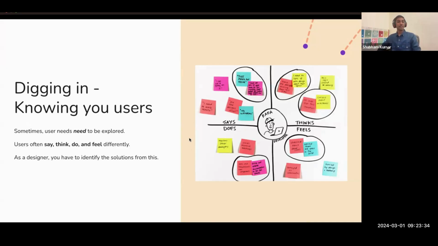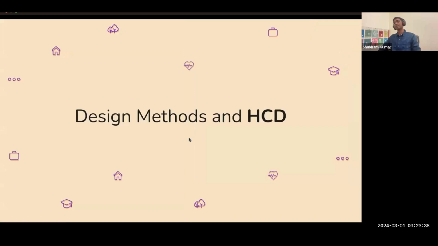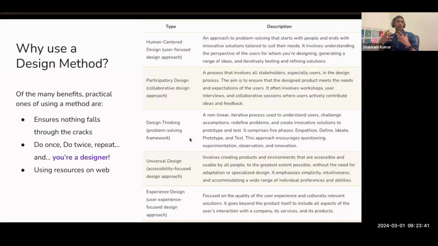All right, so let's move into design methods in HCD. Over here, now we do understand that there is a certain approach that is required in design. If there is less effort put early on, then it could lead to incorrect design. And so there is merit in having a design method that you could follow. So, of the many benefits, I just want to highlight some of the most practical ones. When you're designing, there's a lot of things you could do, but if you do have a method, it ensures that nothing falls through the cracks.